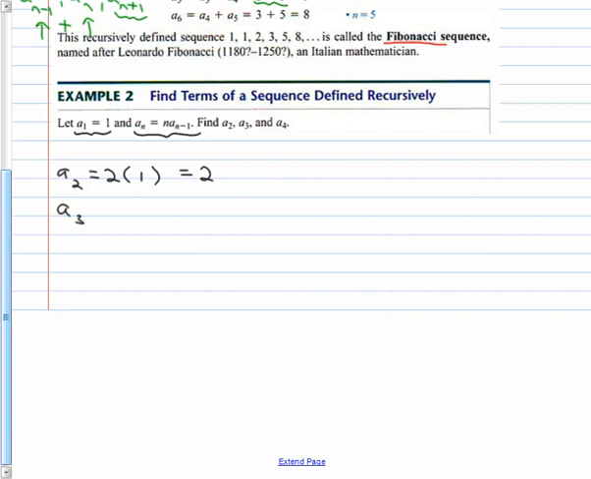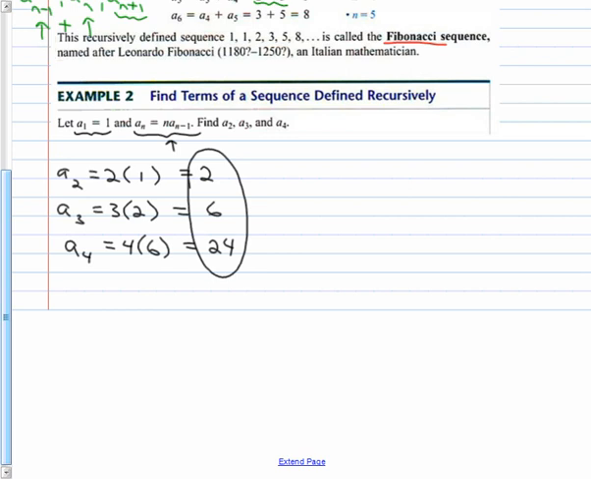Let's try a sub 3. I'm using this formula right here. What is n now? 3, third term, times the previous term. What's my previous term now? 2. 3 times 2 is 6. So if I want my fourth term, tell me the numbers. 4 times 6, 24. There are the second, third, and fourth terms in that sequence.